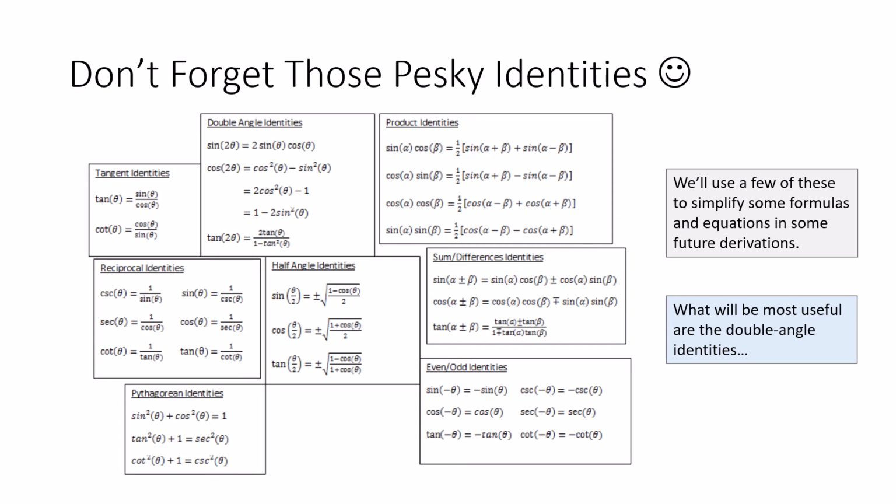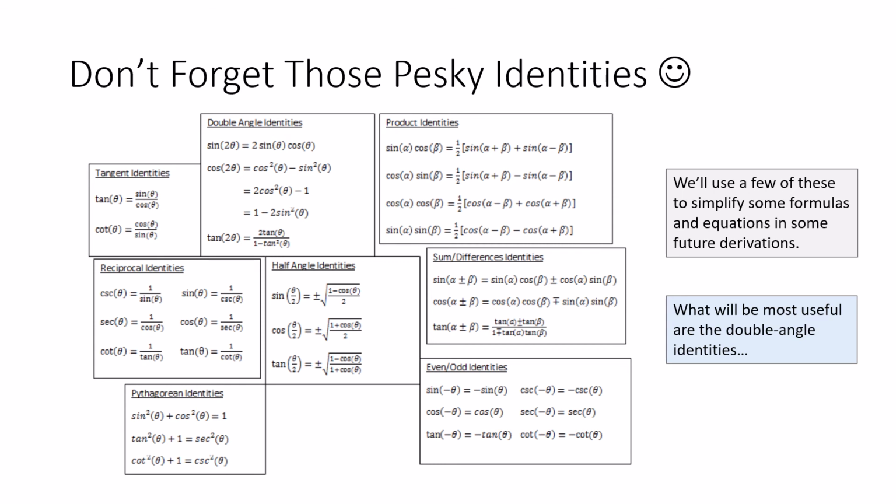And what is going to be most useful are the double angle identities. The idea that the sine of 2 theta is 2 sine theta cosine theta. The cosine of 2 theta is 1 minus 2 sine squared theta. You remember, I know you've seen these before, right? I know it's probably been a while, but you've seen them. We are going to break them out.